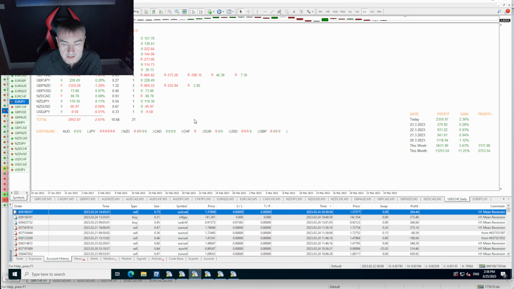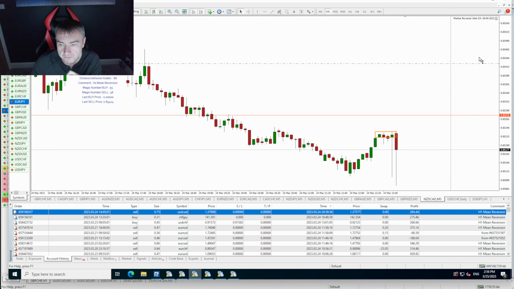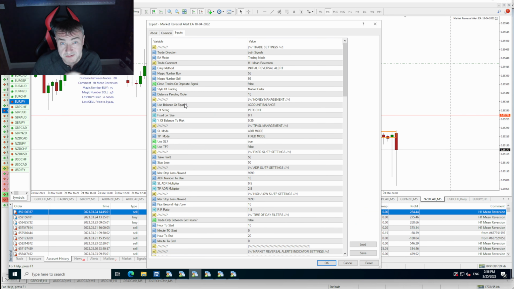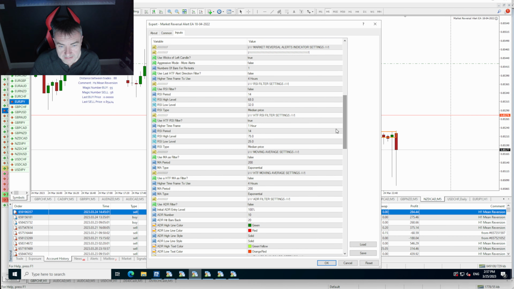So this is the H1 mean reversion set file. I'll whiz through this one because it's pretty much the same as the one you just looked at. We're risking 0.25% on half an ADR. Our entries are based on the hourly this time, not the 4-hourly RSI. And we're using the 75 level instead of the 70. So it's a 75-25 instead of the 70-30. So a little bit more aggressive.